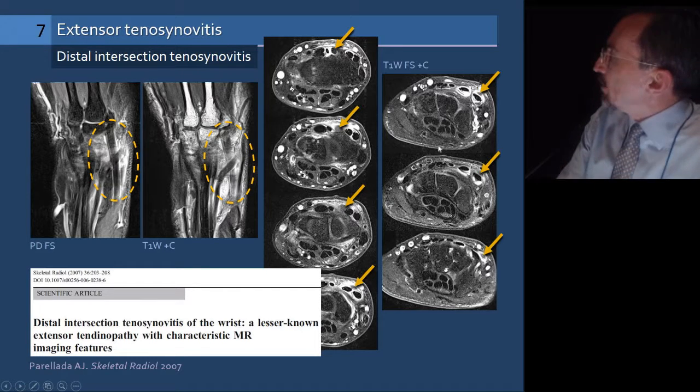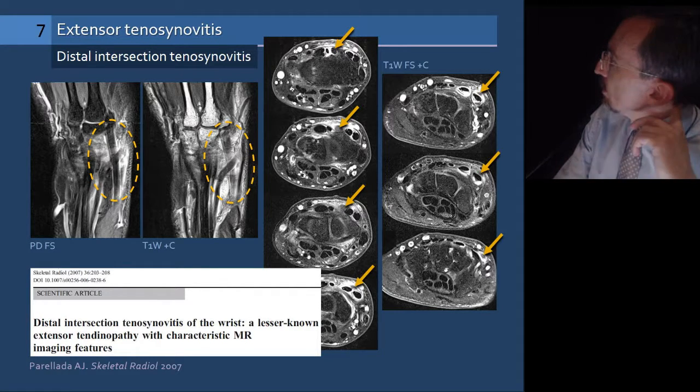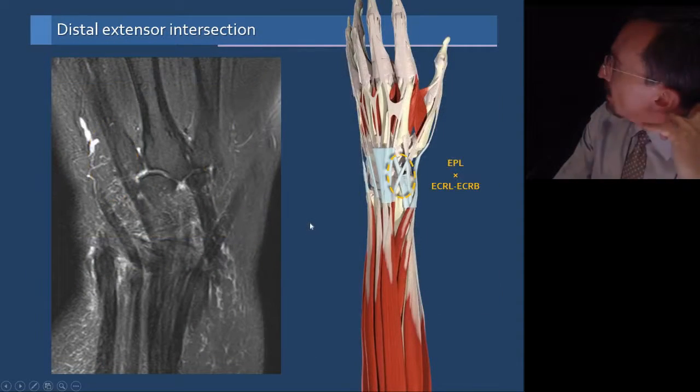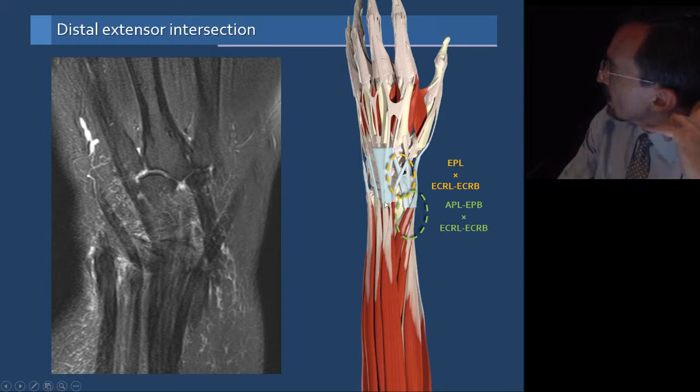This is actually a less common condition than its proximal counterpart, but it was described some years ago, and we are seeing more and more of this. The distal extensor intersection actually has these two intersections. One of these tendons here, abductor pollicis longus and extensor pollicis brevis, with extensor carpi radialis longus and brevis. And more distally, we have these tendons here, extensor pollicis longus and the same two right here.